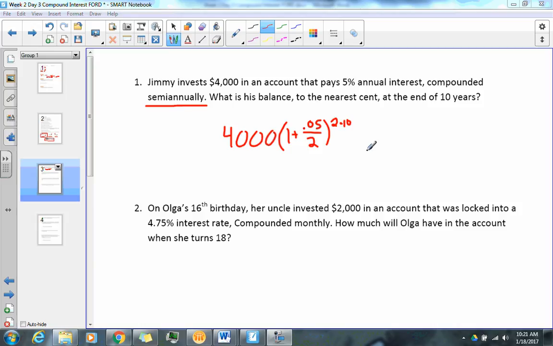All right, 4,000 times 1 plus 0.05 over 2. Remember, 2 represents what N is. I'm going to press enter on my calculator. $6,554.47. Now remember, this is kind of like the highlights of all the lessons. It's hard to get all the information in these videos. This just kind of gives you an idea of where we're at. All right, now let's go to the next formula.